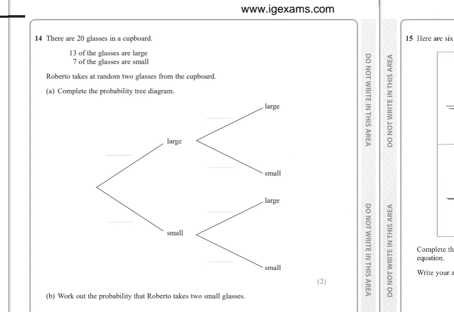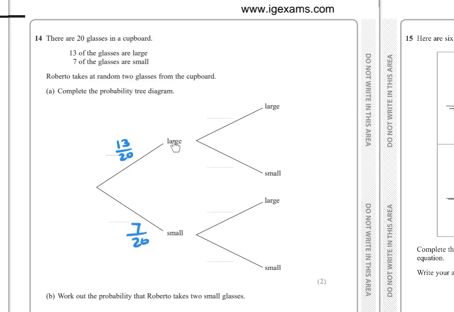Number 14. There are 20 glasses in a cupboard. 13 of the glasses are large, 7 of the glasses are small. Roberto takes at random 2 glasses from the cupboard. Complete the probability tree diagram. For the first glass, the probability to be large, number of large, which is 13 over the total, so 13 over 20. So the probability of small, 7 over 20.